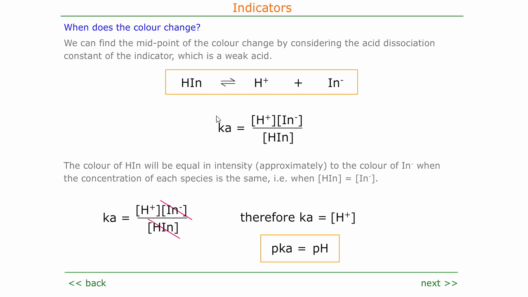So if we have a look at the acid dissociation expression, and imagine the In minus has the same concentration as HIn, that leaves us with the equality Ka is equal to H plus, and by extension pKa is equal to pH. So in other words, the midpoint of the indicator colour change is when the pH is equal to the pKa of that indicator.